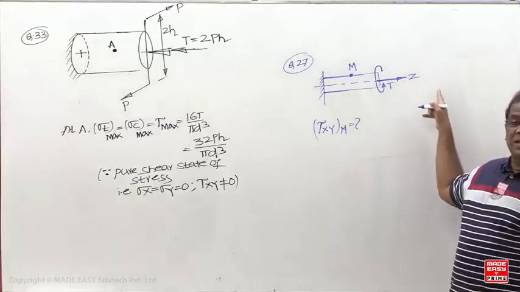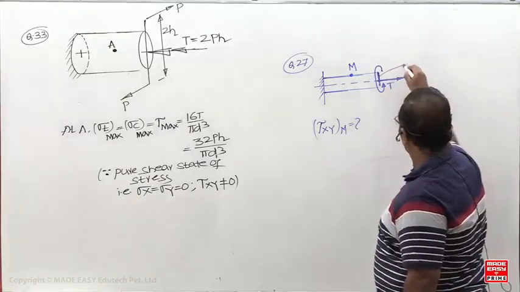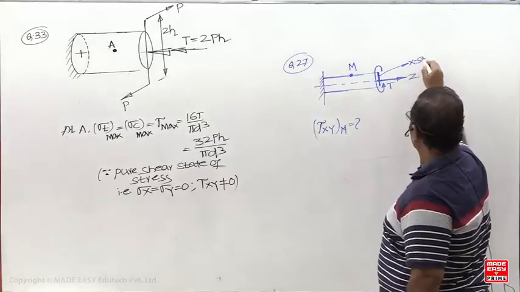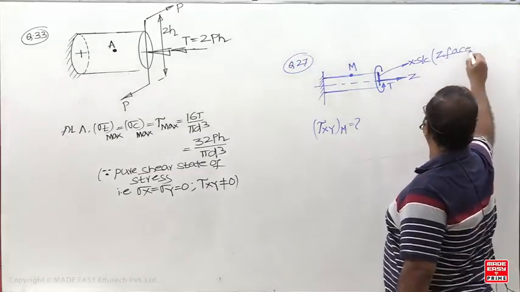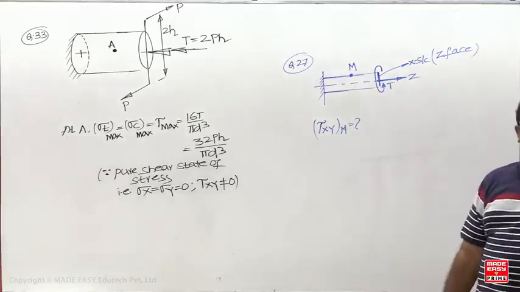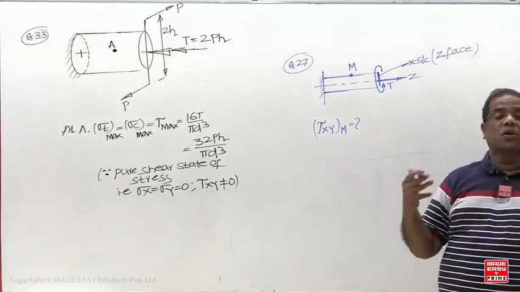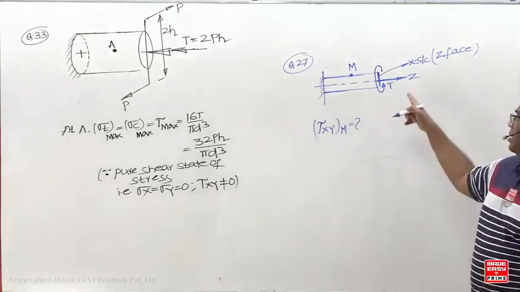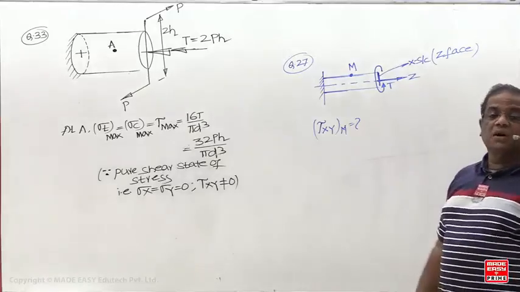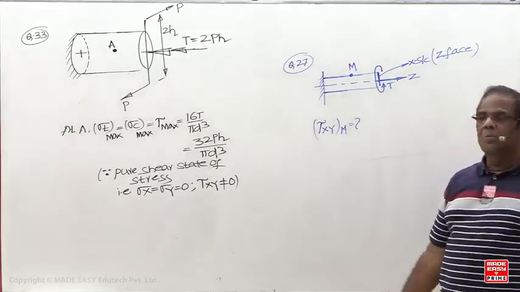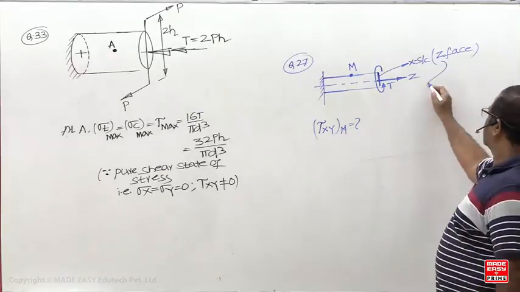Here, what is the cross section? This is the cross section. So cross section of which phase? No, Z phase. So torsional shear stress will become either tau zx or tau zy. On the cross section Z phase, how many shear stresses are there? Tau zx and tau zy. But the question is asking tau xy, so the answer is what? 0.